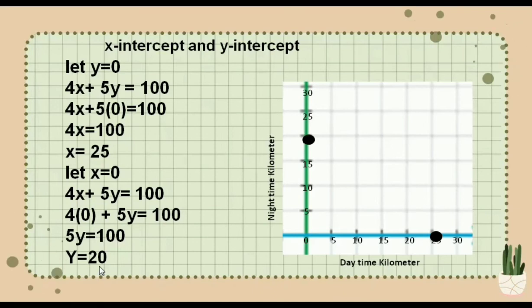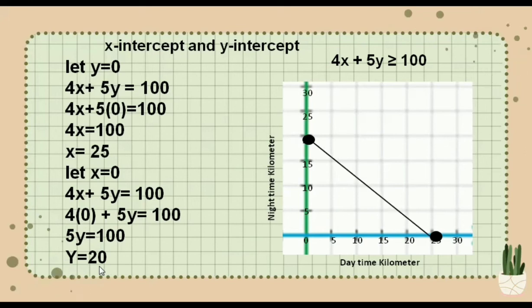And because our original inequality contains this kind of symbol, which is the greater than or equal to, then we will make use of the solid line. Thus, this solid line indicates that all the points in the coordinates on this line satisfy the inequality, or all the points in the coordinates of this line are part of the solution set.